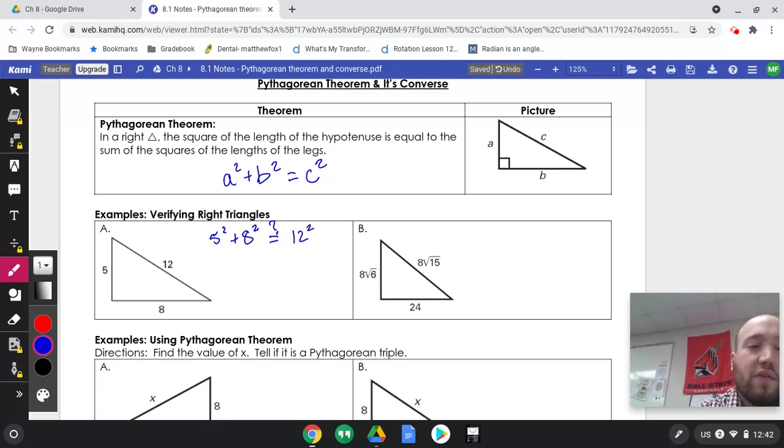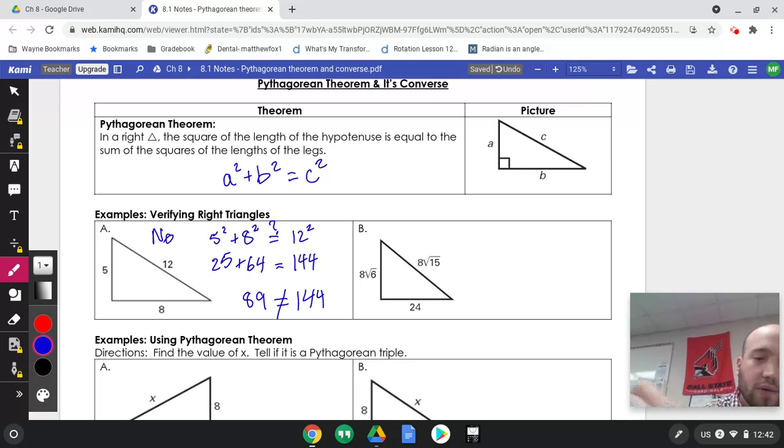So we'll check. So 5 squared we know is 25. 8 squared is 64. If you're not able to do that in your head, that's fine. Just use a calculator. Okay. Remember, 8 squared means 8 times 8. So 12 squared is 144. And we add 25 plus 64. That's going to be 89, which 89 is not equal to 144. Okay, so this would not be a right triangle, so the answer is no or nope.